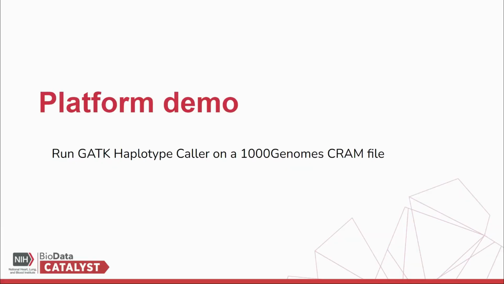Specifically, we are going to run the GATK haplotype caller on a 1000 genomes CRAM file. Haplotype caller, developed by the Broad, is a standard processing pipeline to call variants from next-generation sequencing reads. We are focusing on using a 1000 genomes CRAM file because it is an open dataset that is great for testing and training. It is hosted and available to all members of Biodata Catalyst. Additionally, it does not require specific dbGaP permissions to access the files.